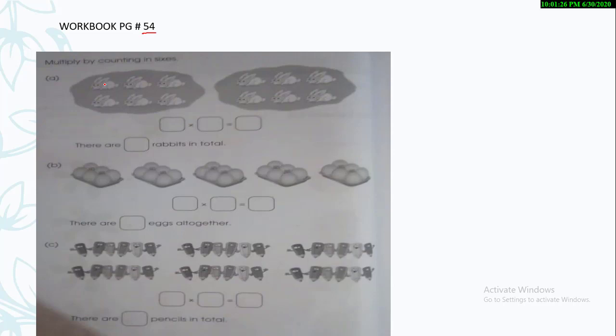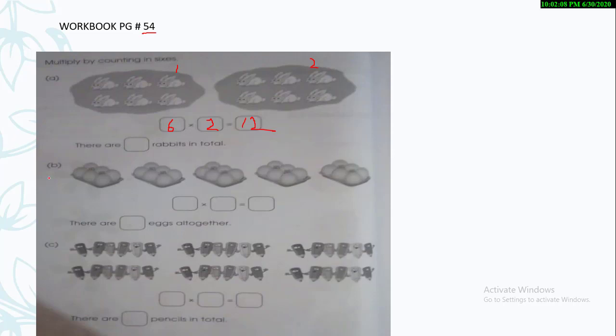So let's count the rabbits first. 1, 2, 3, 4, 5, 6. Yes, there are 6 rabbits in each group, so I will mention 6 over here. And how many groups are there? Group number 1 and group number 2. So 2 groups, and I know the table: 6 twos are 12. See how easy it is. Don't laugh at my handwriting. I am just writing with the help of a mouse, so kindly copy the same answer over here as well. I'm not writing it because then it looks bad.